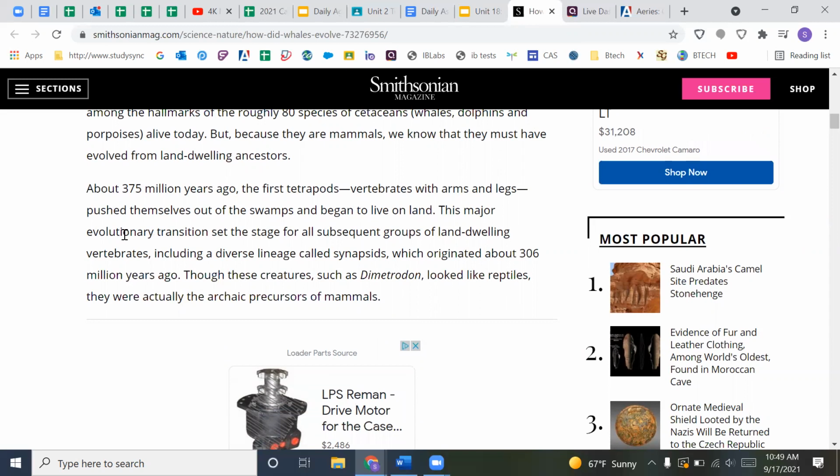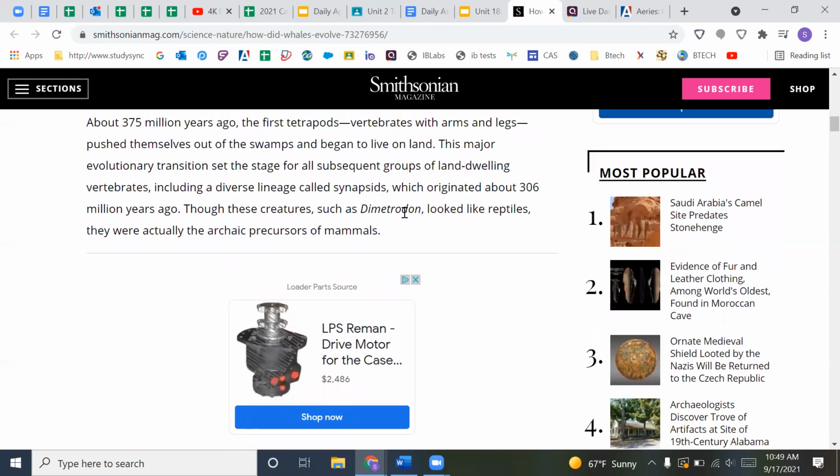About 375 million years ago, the first tetrapods, vertebrates with arms and legs, pushed themselves out of the swamps and began to live on land. This major evolutionary transition set the stage for all subsequent groups of land-dwelling vertebrates, including a diverse lineage called synapsids, which originated about 306 million years ago. So, life started in the ocean. Okay? At some point, life came out of the ocean, and that's where we got our tetrapods. Okay? Animal life, I will say. There was a specific fish kind of species that first came up onto land and then evolved from there.